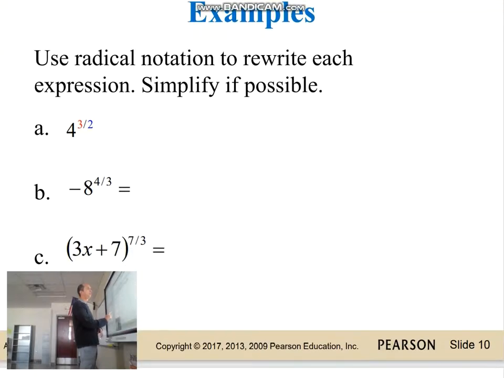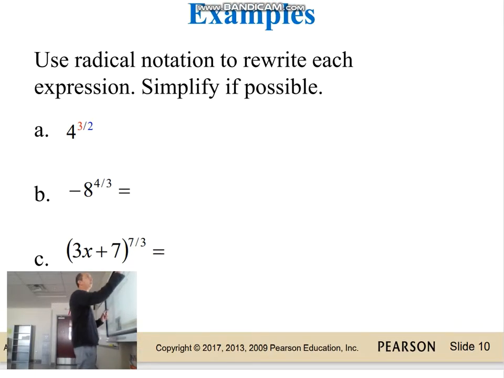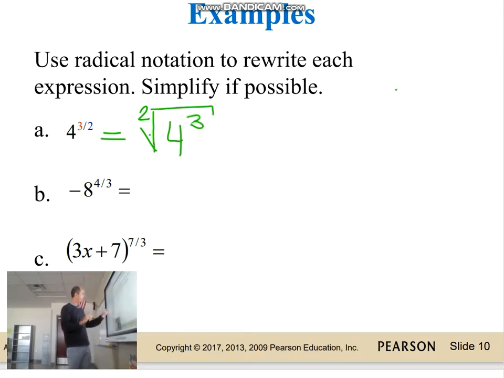A few examples. Use radical notation to rewrite each expression. Simplify if possible. So let's write this letter a, example a. We have 4 exponent 3 over 2. So the denominator will become the index. So this is a square root. Here 4. And the numerator will become the exponent. It will be something like that.